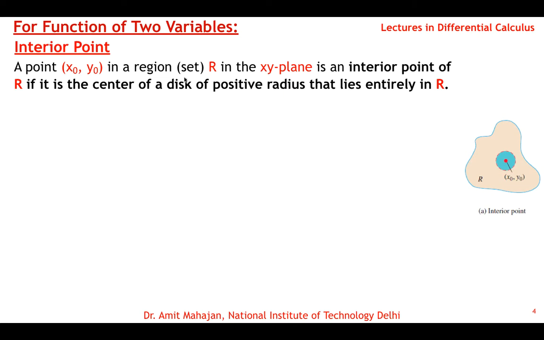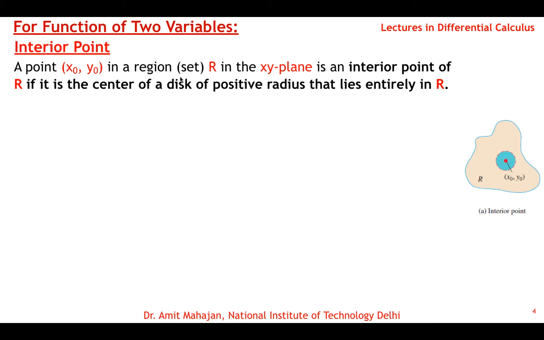Okay, so this is for functions of two variables, and we can extend it to three or higher variables. So first is what are interior points. A point x naught y naught, okay, so we are talking about two variables, in a region R in the xy plane is an interior point of the region if it is the center of a disk of positive radius that lies entirely in R.